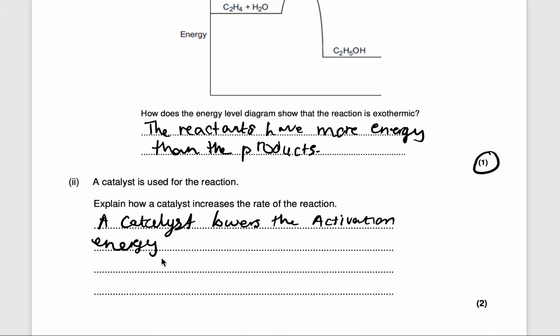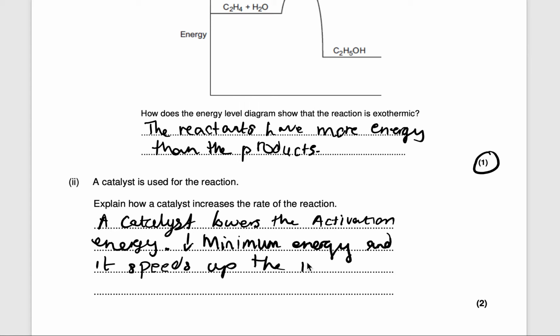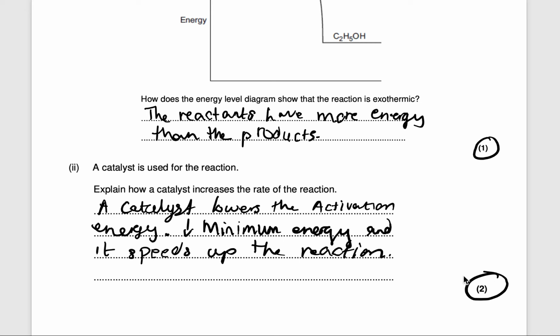So it lowers the activation energy, which means that the minimum energy required to start the chemical reaction is reduced. So it's taking away that minimum energy. So there's a decrease in the minimum energy, and it speeds up the reaction. Okay, and that will get you 2 marks.